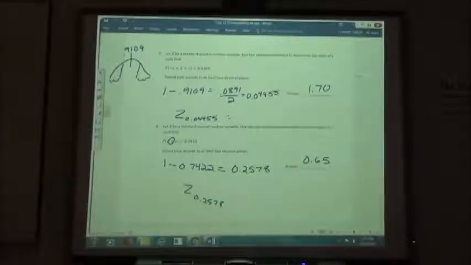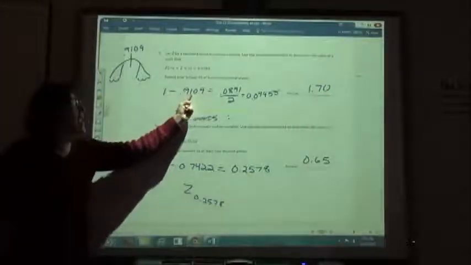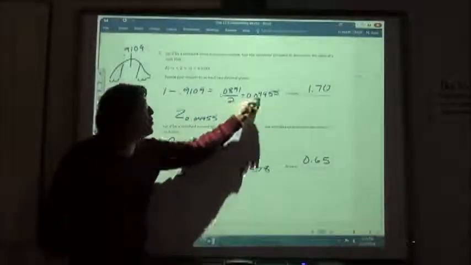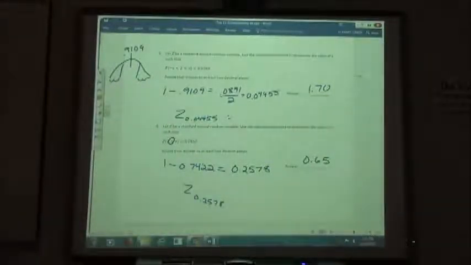Okay, so the first one, when it was a greater than, you just used the number that was given. The third one, when it was a less than, you had to do 1 minus your number and then use that. The middle one was the tougher one. I did 1 minus that area, divided it by 2, and then I used the number. So those are the 3 ways you're going to see those ones.